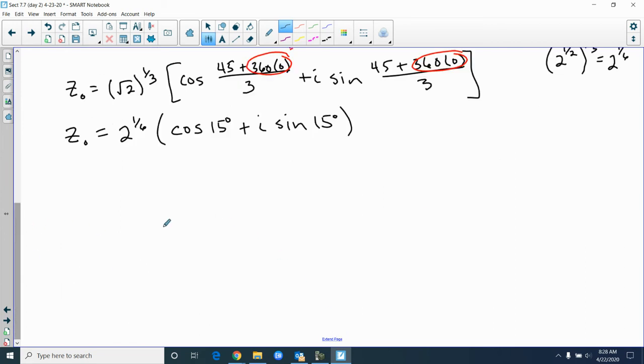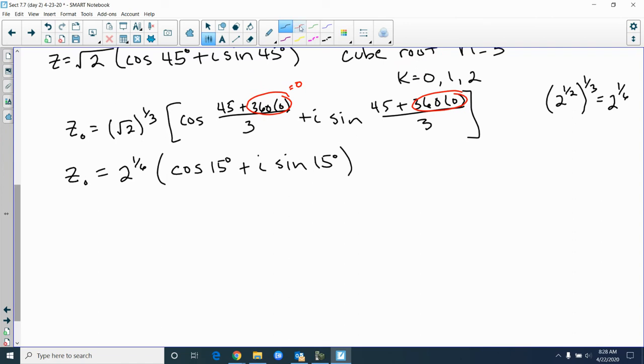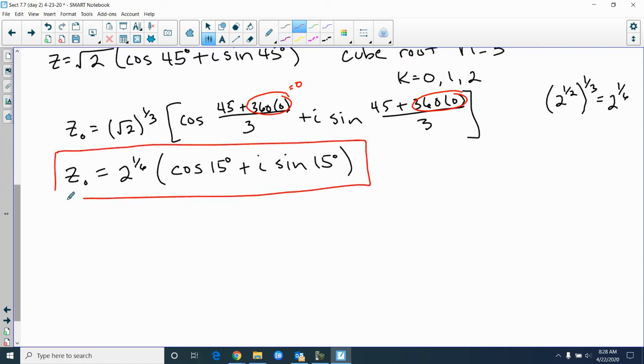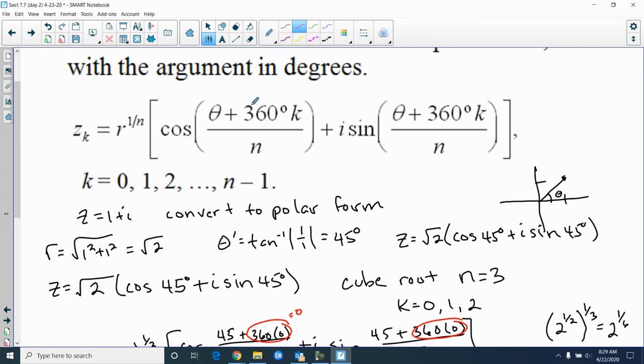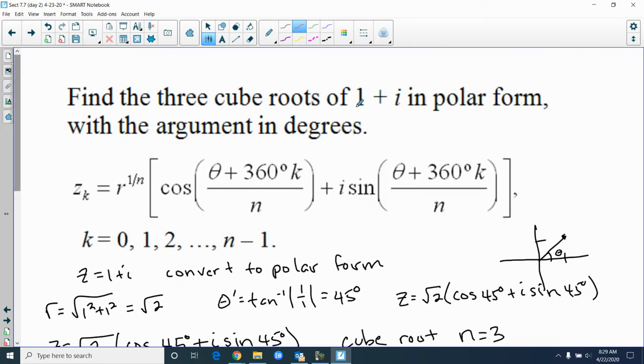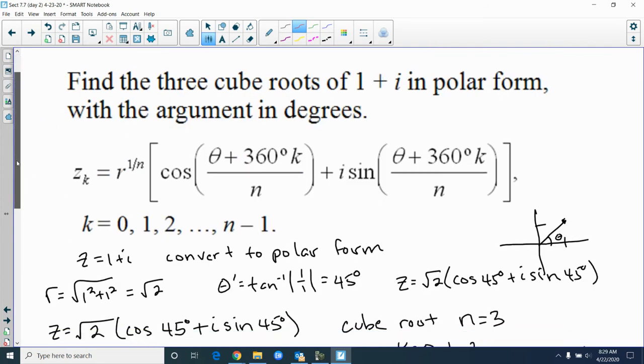Okay, that is our first cube root. So z sub 0 equals 2 to the 1/6. Just leave that. That is fine. It'd be the sixth root if you wanted to write it out. Cosine of 15 degrees, i sine of 15 degrees. Now, here's what it means. If this is a cube root, if I took this to the third power, I would have to get back 1 plus i. I'd have to get back my original problem, okay?